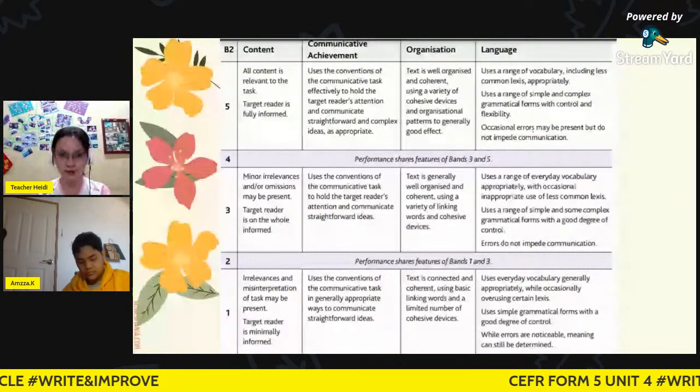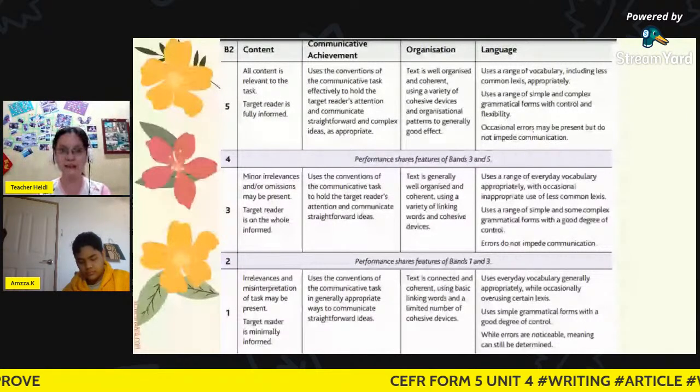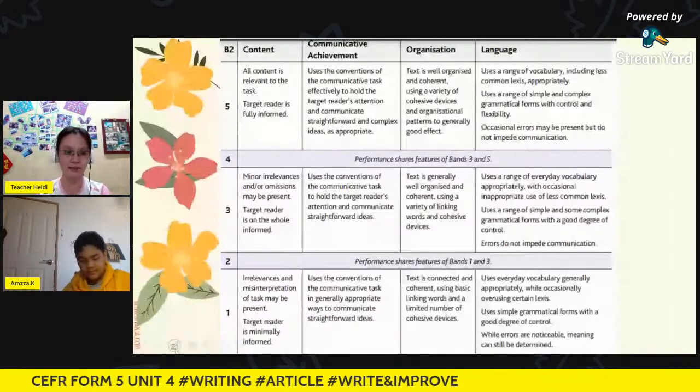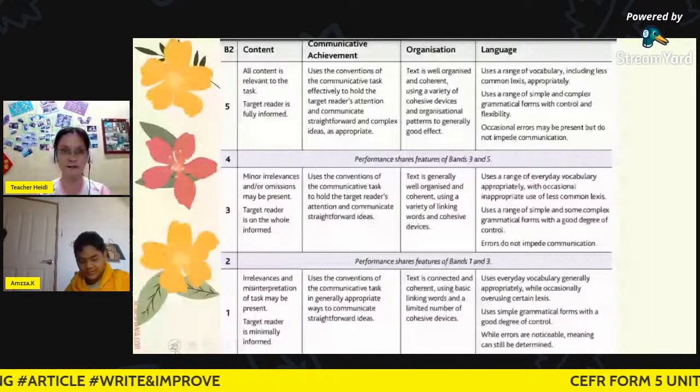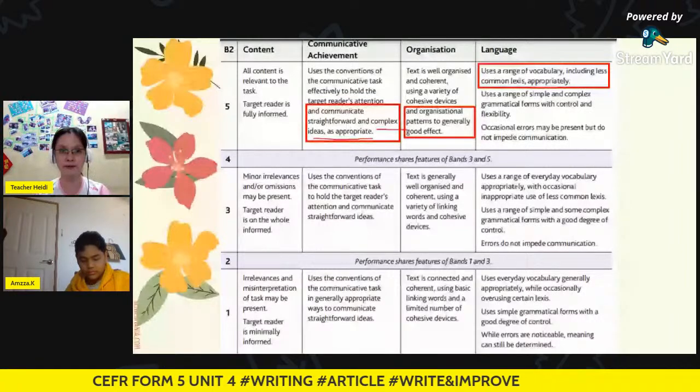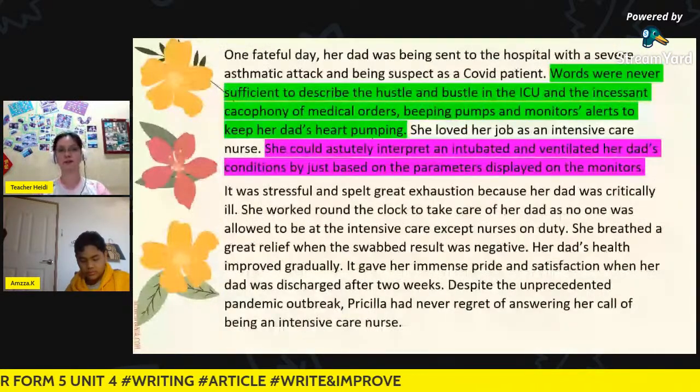Now this is B2. You look at B2 properly, it's a slightly higher grade. Then they need this complex idea. Now I want to show you the complex idea. Okay, teacher highlighted all those grammar. I look at this essay.